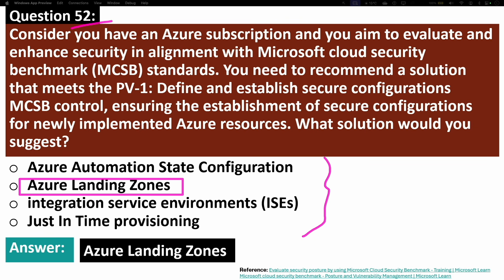So we looked into the examples on MCSB at question number 46, and we looked into one example of what is Azure Landing Zone on question number 50. So if you want further explanation on what it is, you can go through that to understand what MCSB and Azure Landing Zone are. The PV1 define and establish secure configurations MCSB control defines the security configuration baseline for different resource types in the cloud.